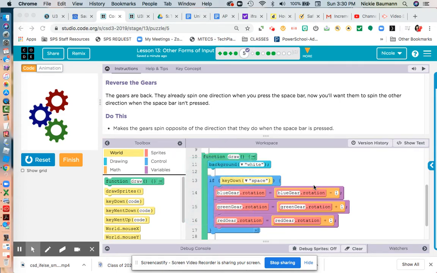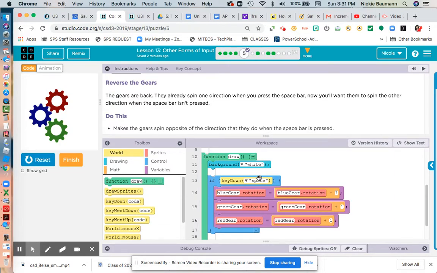Hi everyone, so this is lesson 13, bubble 5, and we're talking about if-else statements, and in this lesson we're going to reverse the gears. So the gears are back, they're already spinning in one direction when you press the space bar, so we're talking about key down as well. But now we want them to spin in the completely opposite direction of what they're spinning when the space bar isn't pressed. So let's take a look at some of the directions here.